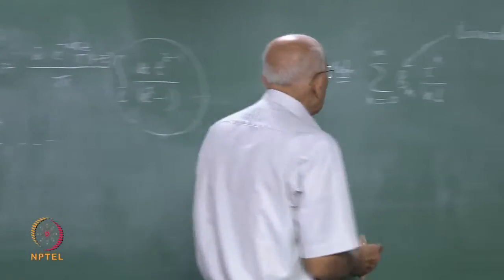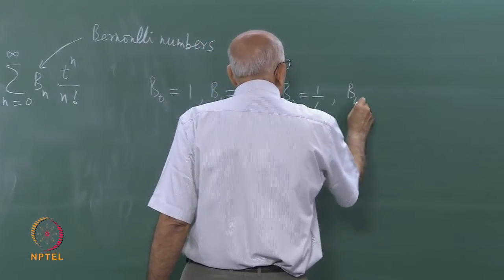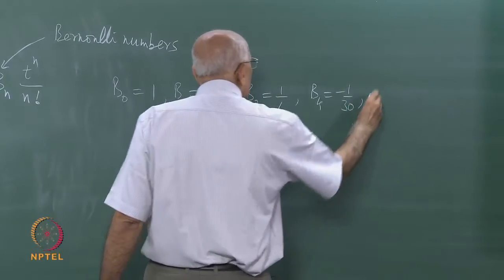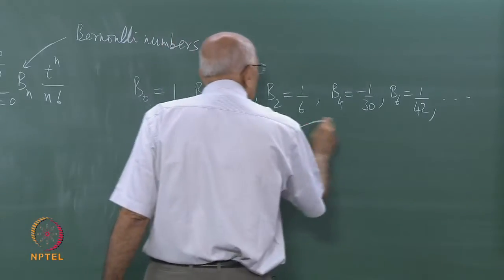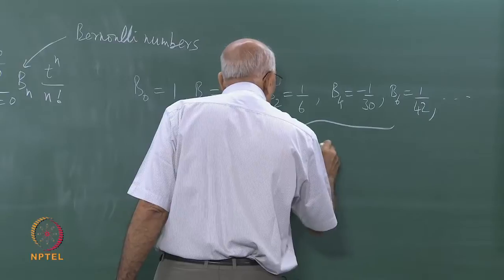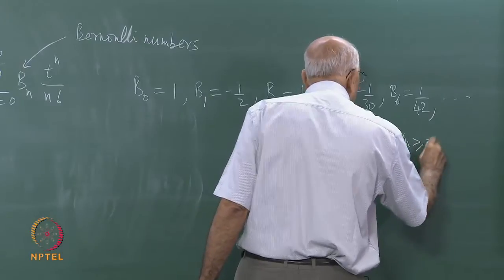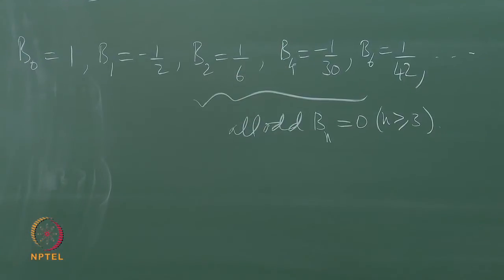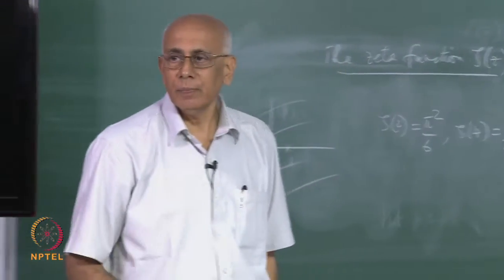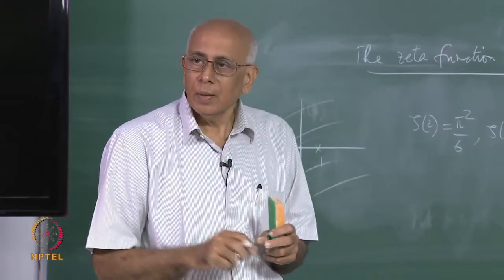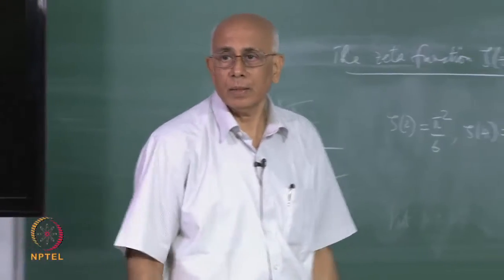Then the next term b2 turns out to be 1/6, b4 turns out to be minus 1 over 30, b6 turns out to be 1 over 42 and so on, all odd bn equal to 0, n greater than or equal to 3. So that is the peculiarity of this function. It does not have any odd powers except the leading term proportional to t. So this thing goes like 1 minus half t plus 1/6 t squared, and then everything else is even powers of t alone when you make an expansion.